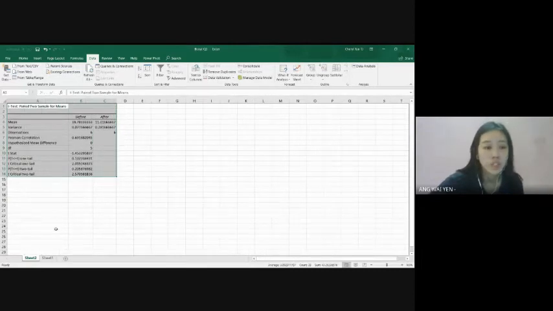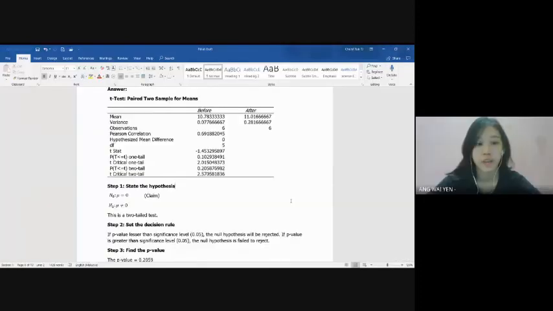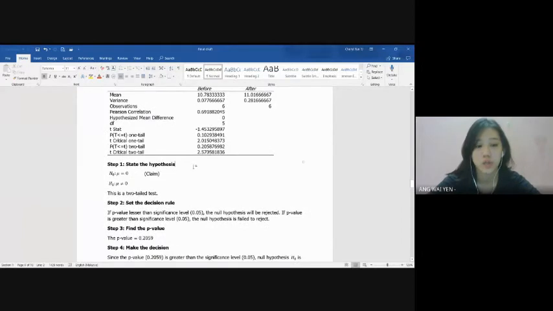After doing that, the table will show everything we need to know: the mean, the variance, the hypothesis, and the two-tail test and one-tail test. After this, we start to state our steps. For step 1, we state the hypothesis: the null hypothesis is mu equals 0, which is our claim, and the alternative hypothesis, H1, is mu not equal to 0. From this, we know that this is a two-tailed test because of the equal sign and unequal sign.